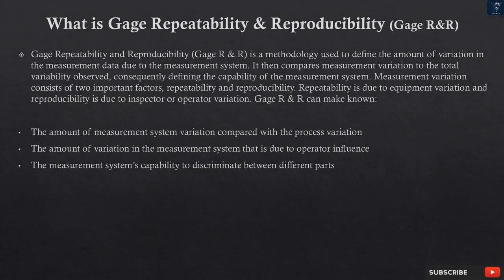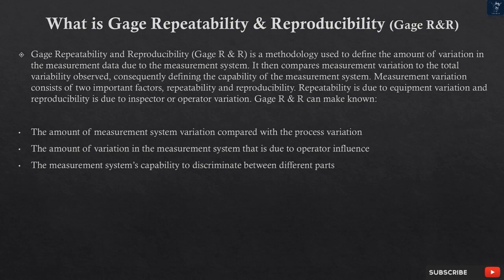What is Gage Repeatability and Reproducibility, GR&R? Gage Repeatability and Reproducibility, GR&R, is a methodology used to define the amount of variation in the measurement data due to the measurement system. It then compares measurement variation to the total variability observed, consequently defining the capability of the measurement system. Measurement variation consists of two important factors, repeatability and reproducibility. Repeatability is due to equipment variation and reproducibility is due to inspector or operator variation.